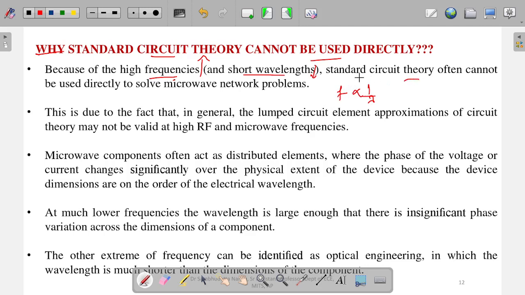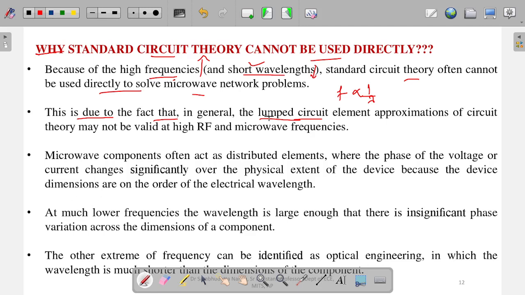Standard circuit theory often cannot be used directly to solve microwave networks. What is the reason? Because of the short wavelength. When frequency increases, the wavelength becomes very small. What happens because of this? This is due to the fact that the lumped circuit element approximation of circuit theory may not be valid at RF and microwave frequencies. Lumped elements means multiple devices connected to one node or something like that. So a lumped circuit cannot be used here.